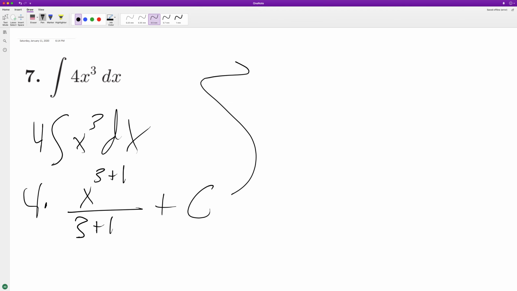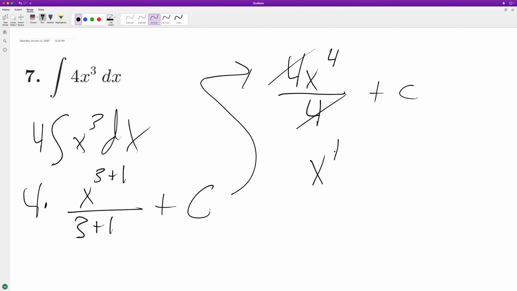So simplifying this, we have 4x raised to the fourth divided by 4 plus c. The 4 cancels out, and we're left with x raised to the fourth plus c. And if you take the derivative, you get 4x cubed dx.